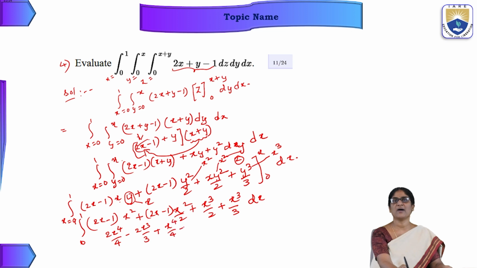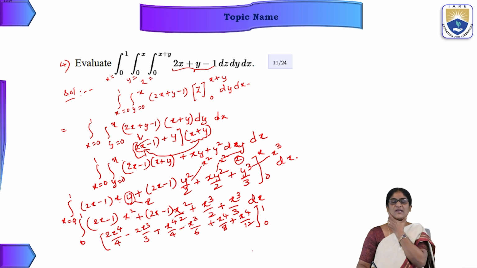that is nothing but x to the power of 4 by 4 minus x cube, that is nothing but x to the power of 3 by 2 into 3, that is 6, plus x to the power of 4 by 8 plus x to the power of 4 by 12. So wherever x is there, you can put 1 as the final limit.